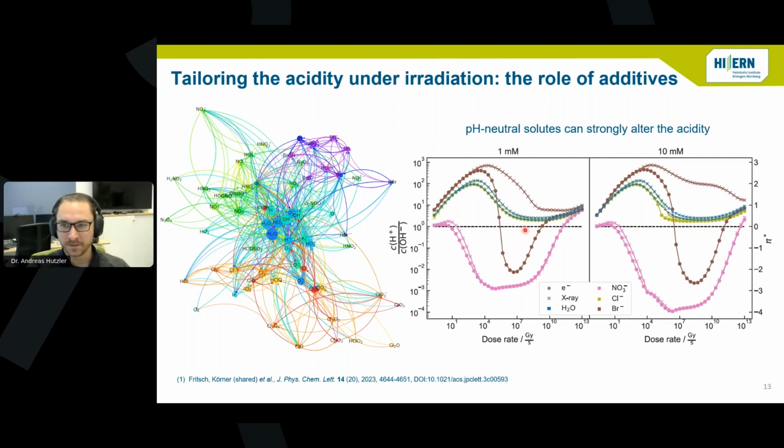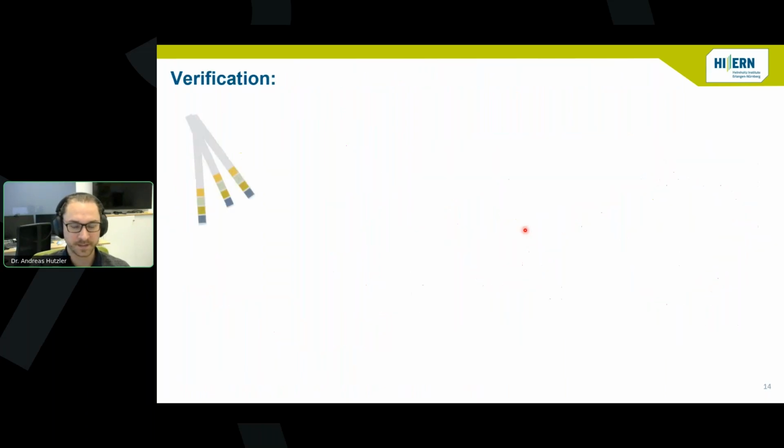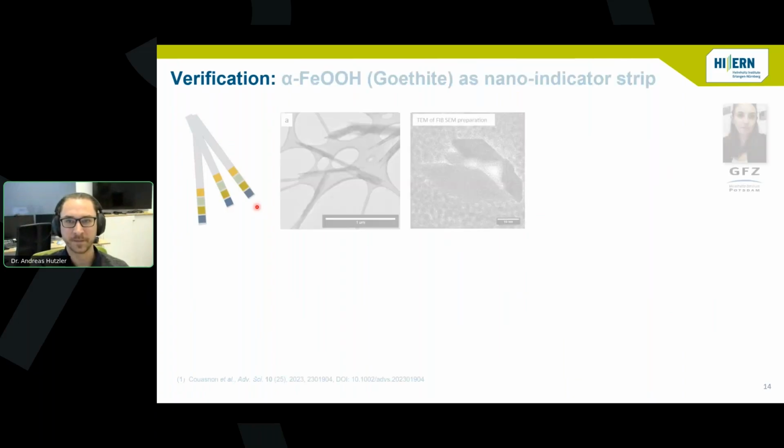So this is all simulation work now, and now we want to see whether we can also see this change in acidity in our in situ experiments, and therefore we would need such kind of indicator strips, but of course they are much too large for putting them into our liquid cells.